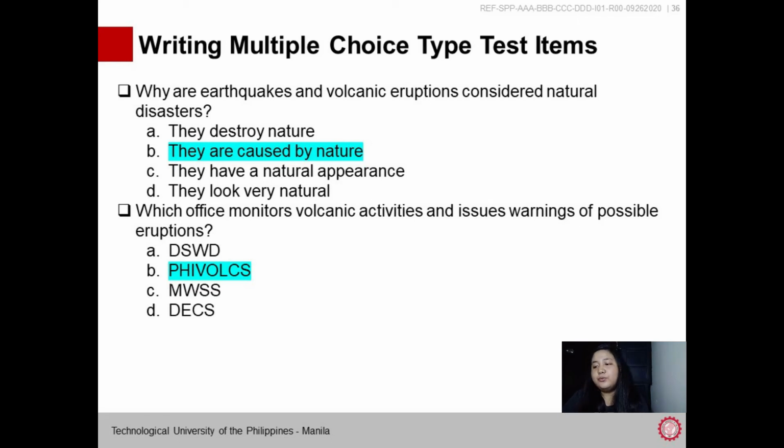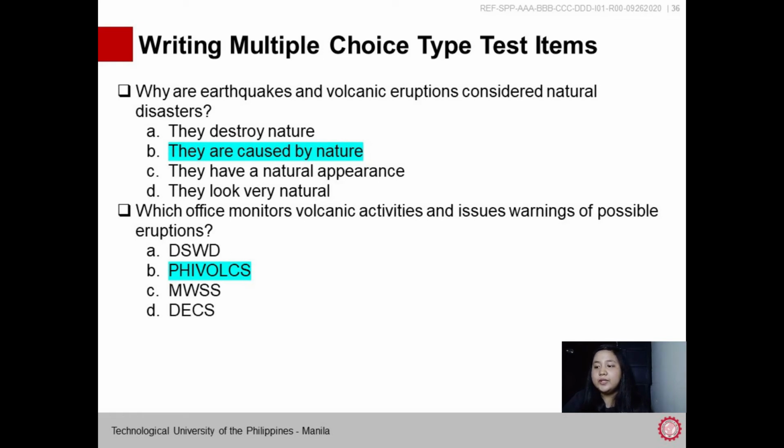So last, which office monitors volcanic activities and issues warnings of possible eruption? So dito yung mga agencies. Okay? So, kailangan, pag naglagay ka ng, halimbawa, agencies, kailangan connected pa rin siya sa science or about volcanic eruption. Hindi ka pwedeng maglagay ng DepEd or ng kung ano-anong agency. Kailangan connected pa rin siya, nakakadagdag to sa ganda at sa pagkaayos ng construction mo ng isang item or ng isang question.